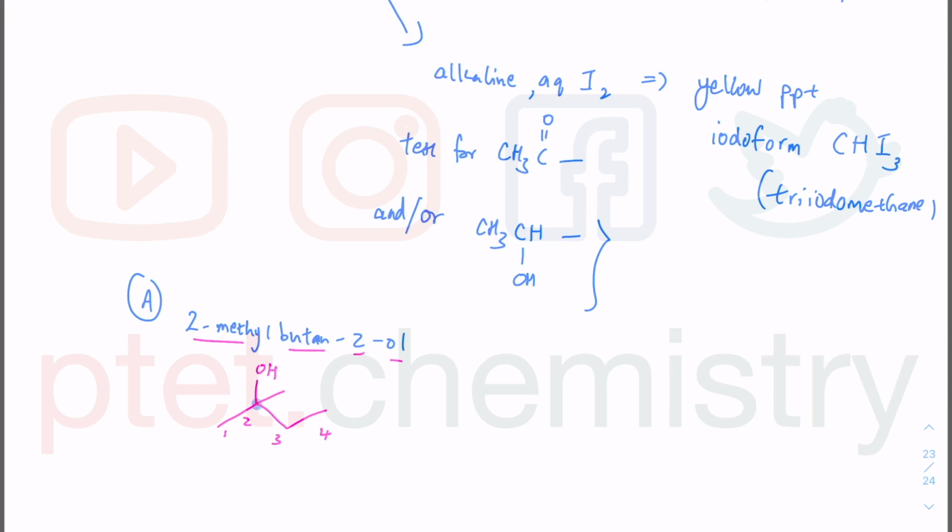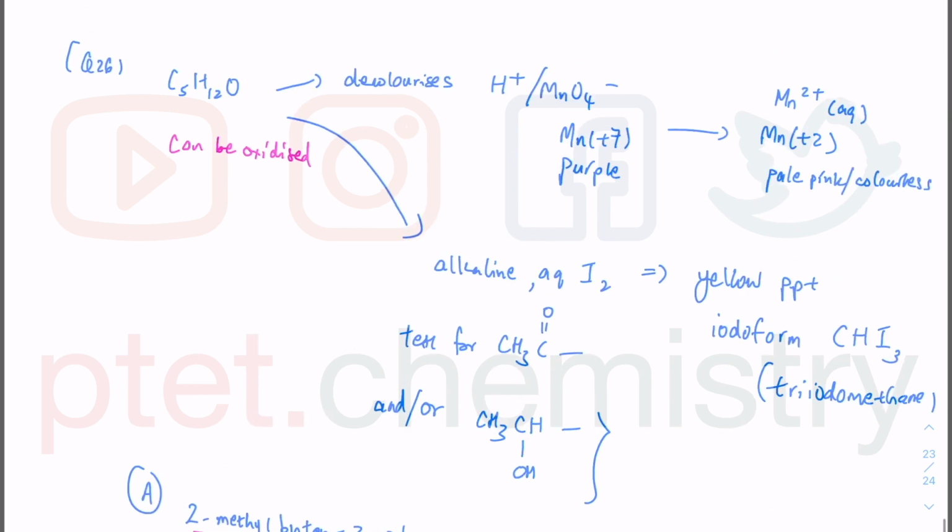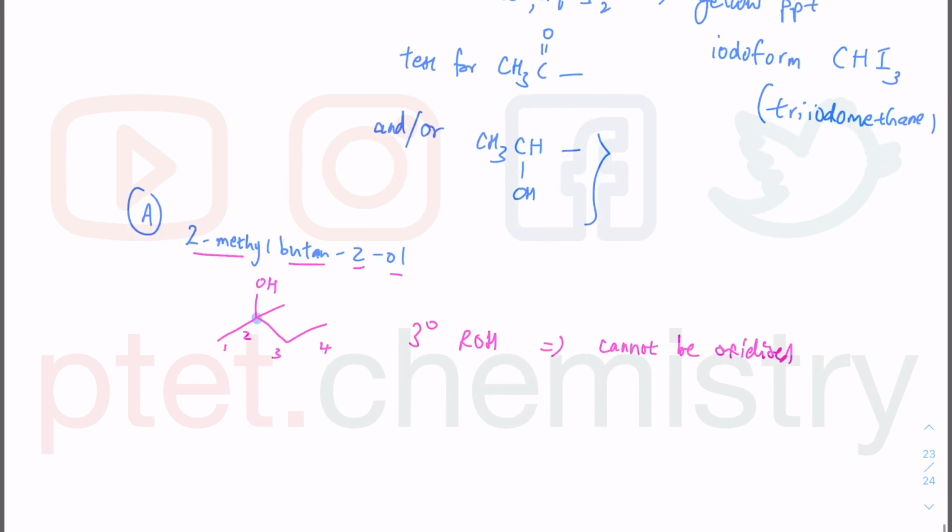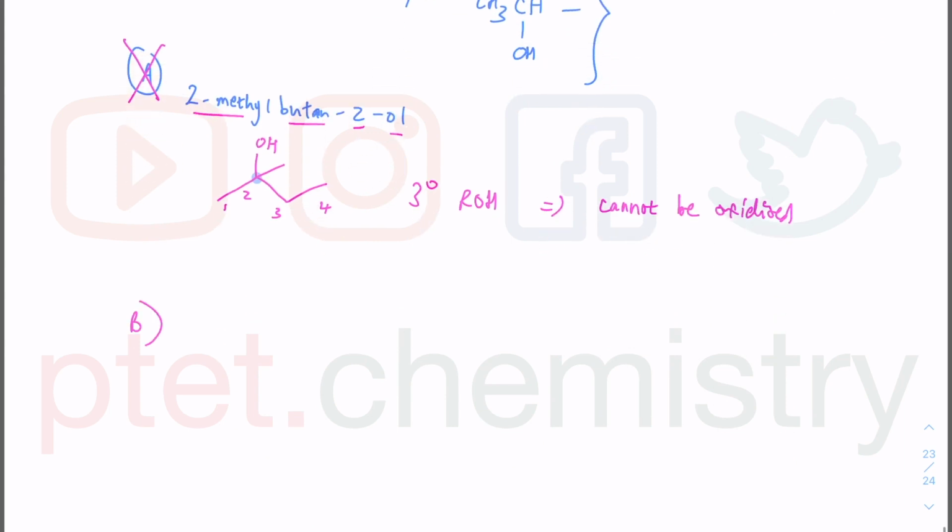The carbon with the OH is bonded to 3 other carbons. We have a tertiary alcohol. Tertiary alcohol means the carbon with the OH is bonded to 3 other carbons, and therefore there is no hydrogen on the carbon with the OH, so it cannot be oxidized further. If it cannot be oxidized further, it will not turn the purple acidified KMnO4 colorless. So I don't need to look at A anymore.